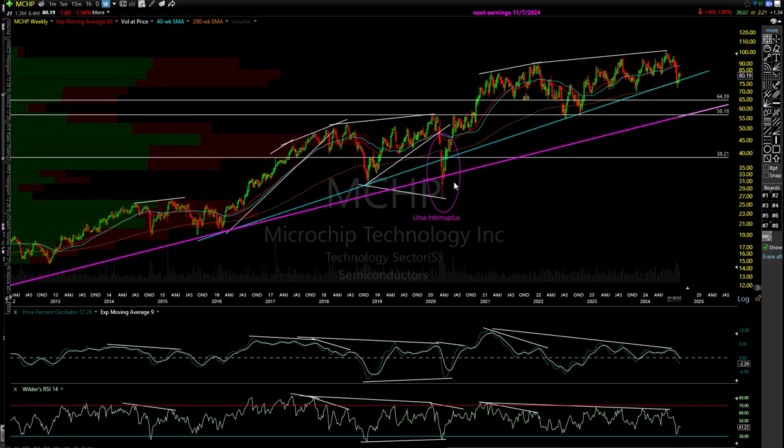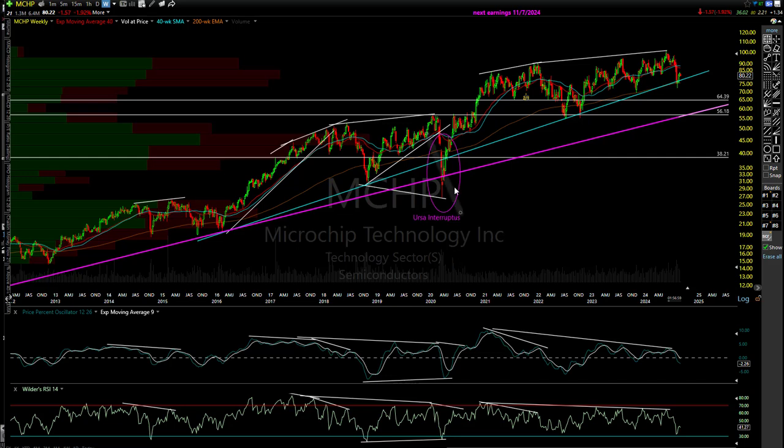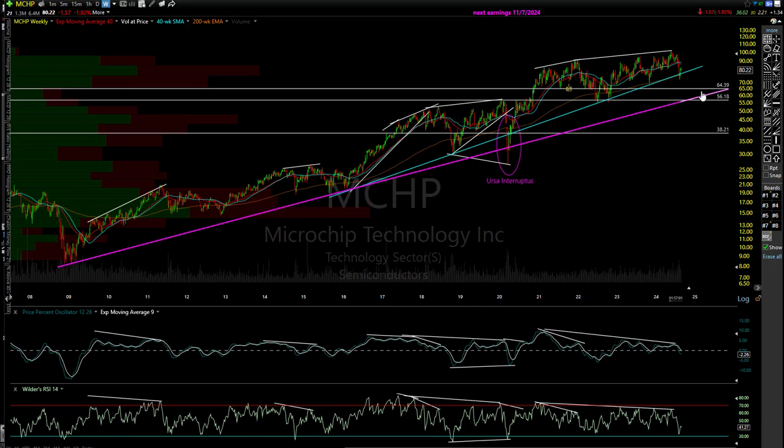There's what I called Ursa interrupted. So actually, it wasn't even a whipsaw. We had one weekly slight close below. That was COVID right there. And there's your purple line as a likely target.